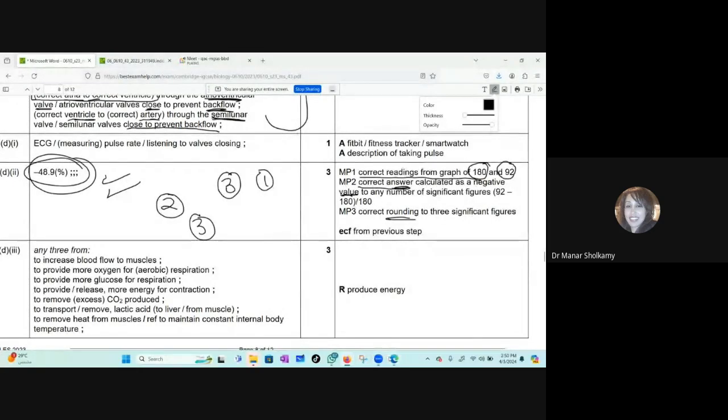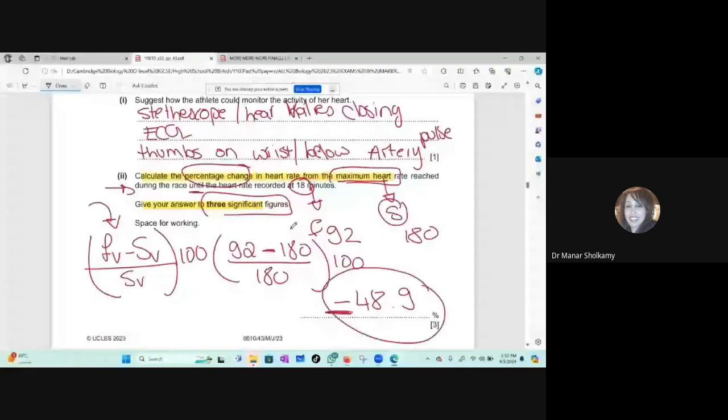Here, you all get 2 out of 3 in this question because you give me the formula correctly, but you don't write the numbers in the formula correctly.